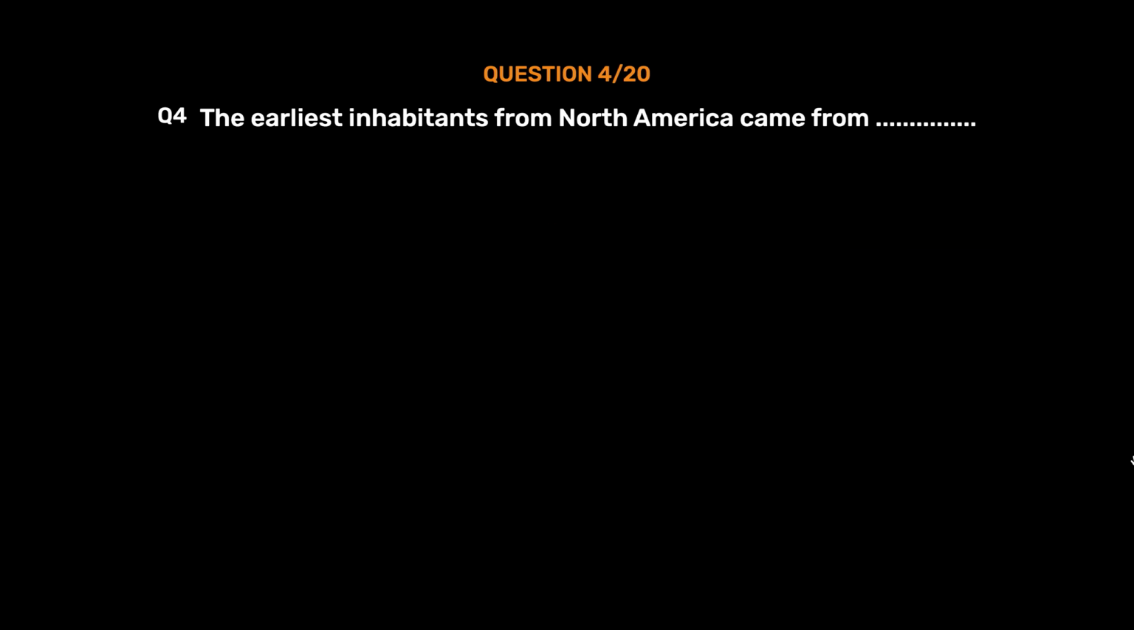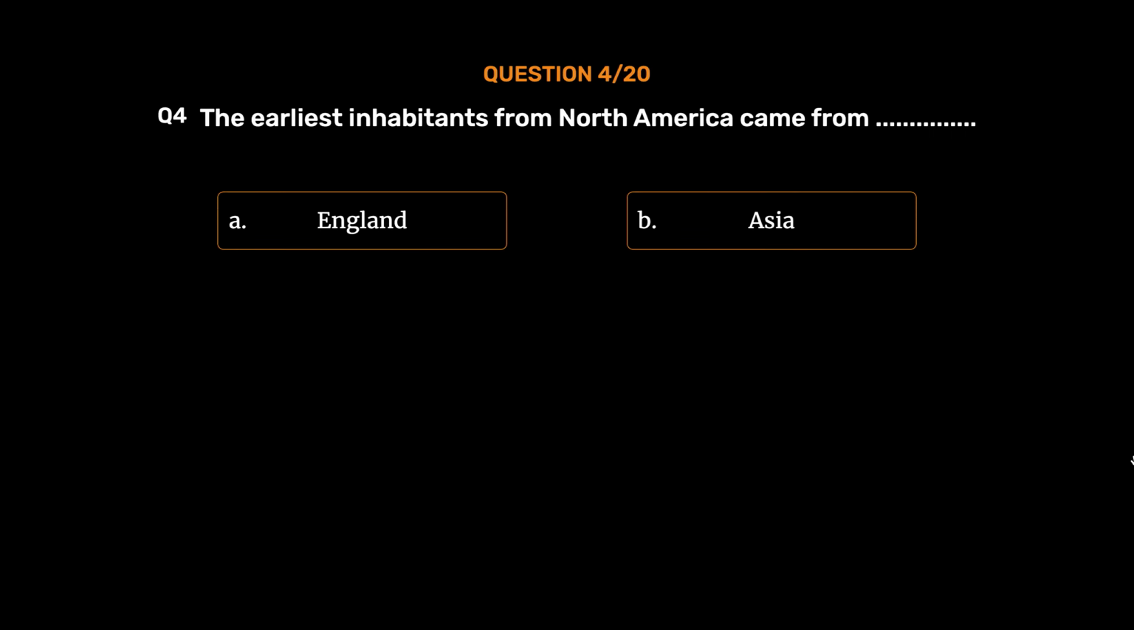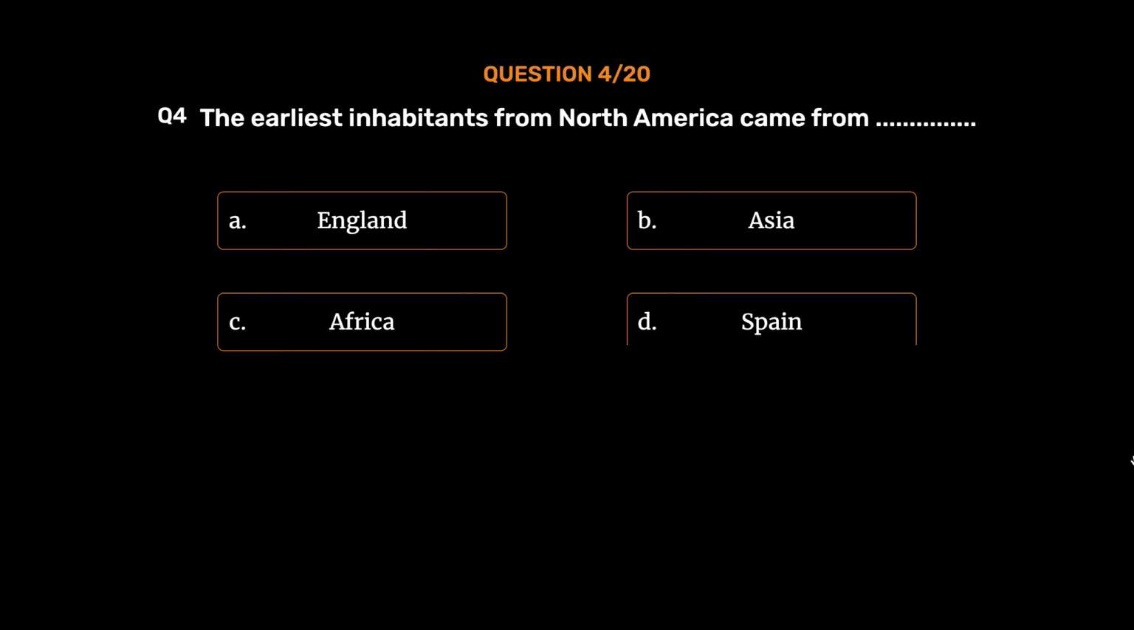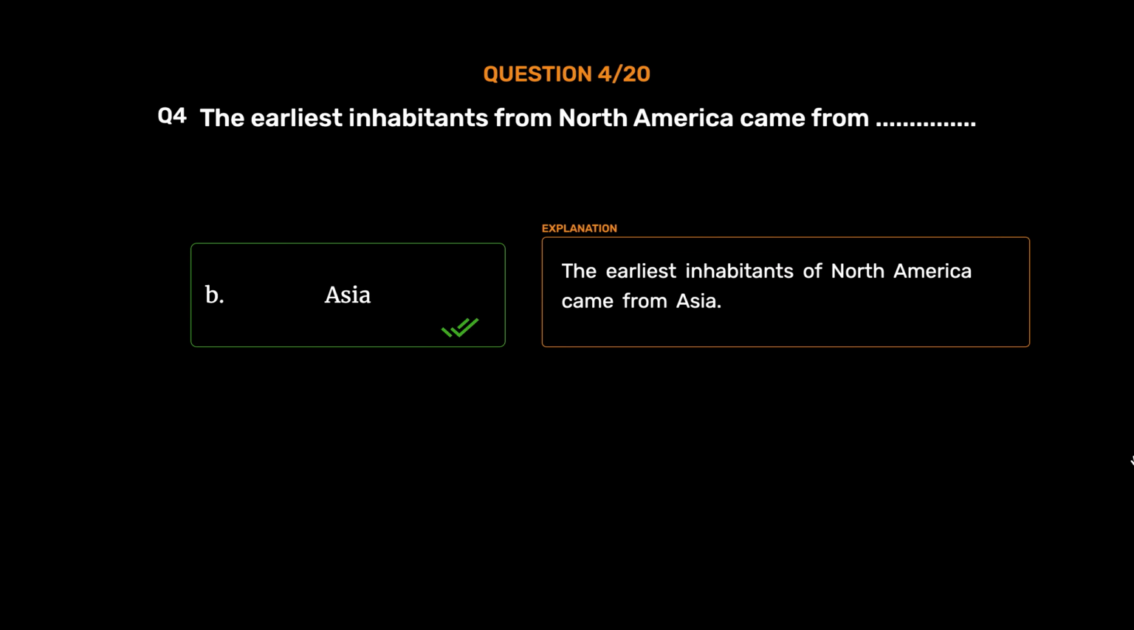Question number 4. The earliest inhabitants from North America came from option A, England. Option B, Asia. Option C, Africa. Option D, Spain. The correct answer is option B, Asia. The earliest inhabitants of North America came from Asia.